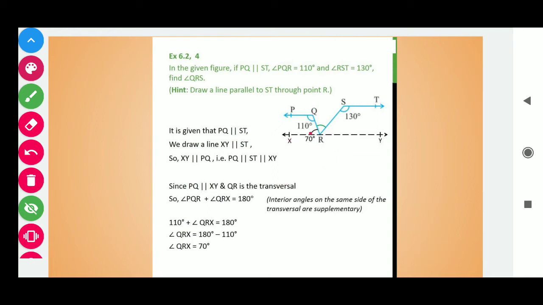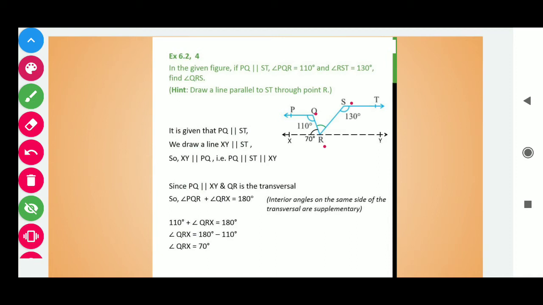You can see here. Similarly, SR is the transversal between ST and XY. You can see here, but we have to find angle QRS. Students, now we have to find QRS. Let's start the solution for the same.